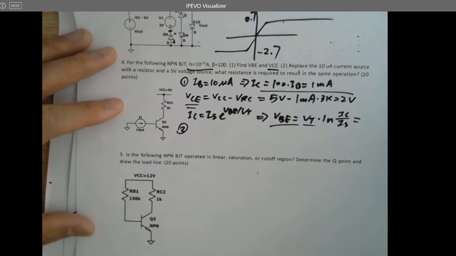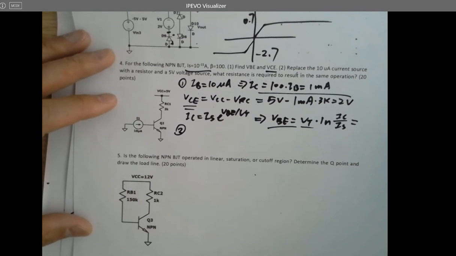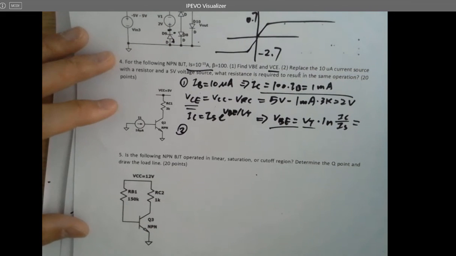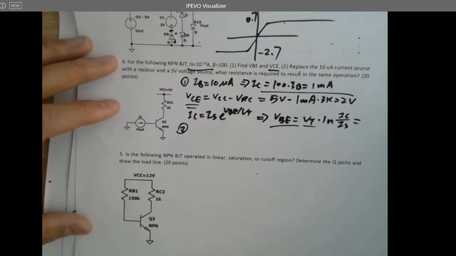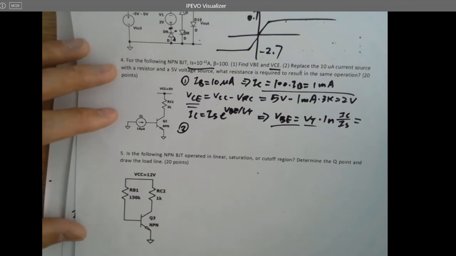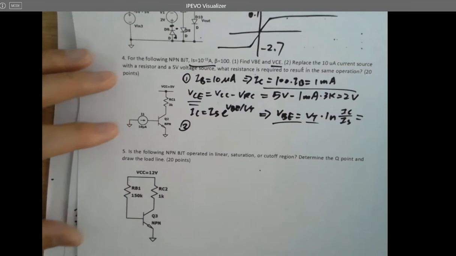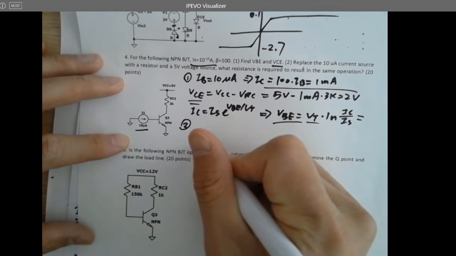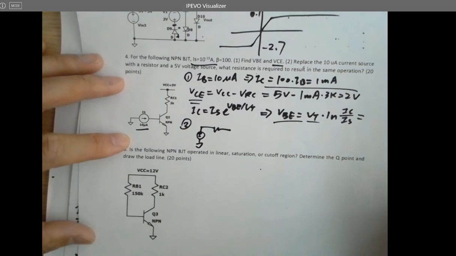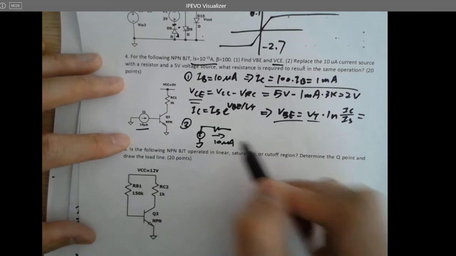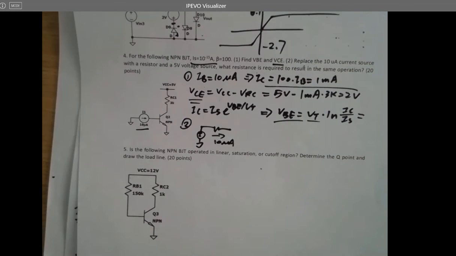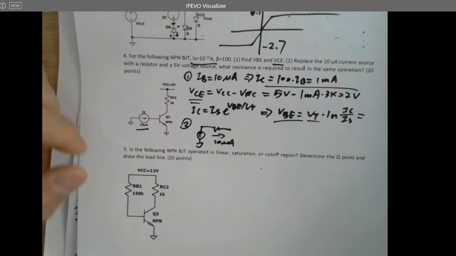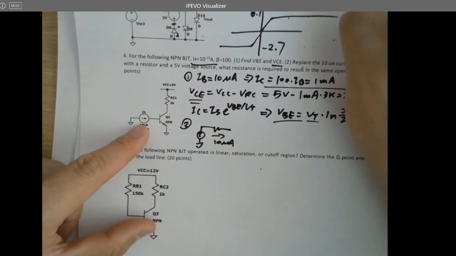Number 2, replace the 10 microamp current source with a resistor and 5 volt voltage source. What resistance is required to result in the same operation? In short, I just want to replace this current source with a voltage source and a resistor to make a 10 microamp current flow to IB. If you want to keep the same operation, you don't want to change the Q points, which means IB, IC, VC, all these DC points. Whatever 10 microamps is being supplied by the current source, you want to do the same thing here.